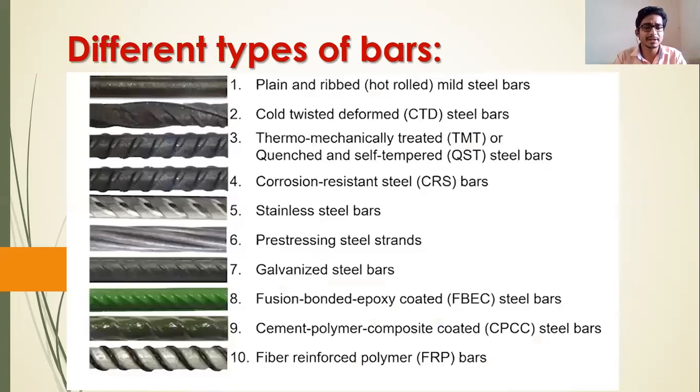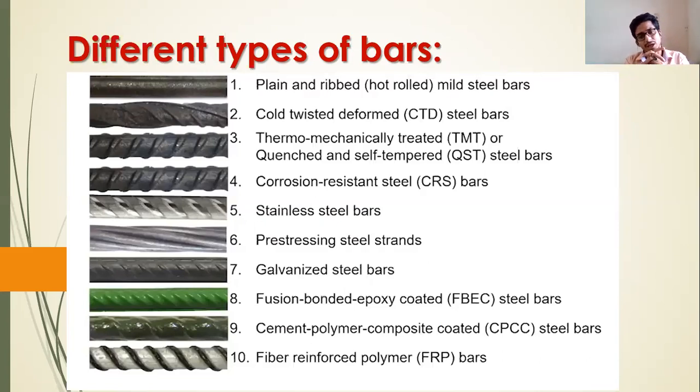Now we'll see some different types of bars. CTD, plain and ribbed bars are there, which are hot rolled. CTDs are cold twisted deformed bars. Nowadays we are not using cold twisted deformed bars, because in the manufacturing process we are twisting the bars. When we twist the bar, a residual stress remains over the surface of the bar, which induces corrosion and makes the system corrode earlier compared to the others.